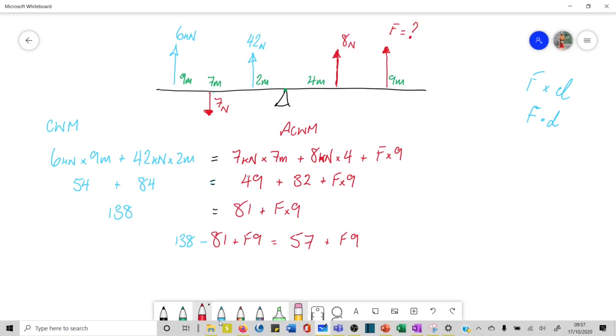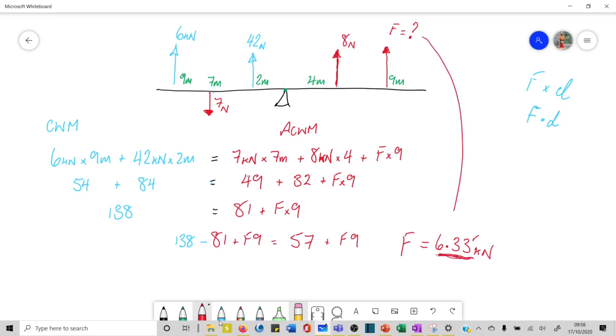Therefore, we simply 57 divided by 9 equals, so F therefore equals 6.33 recurring kilonewtons. So what we've just done there is simplify the equation to find out what F is, and F in this case is obviously the force needed.